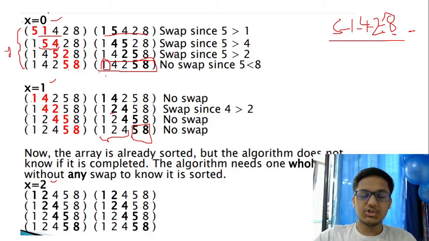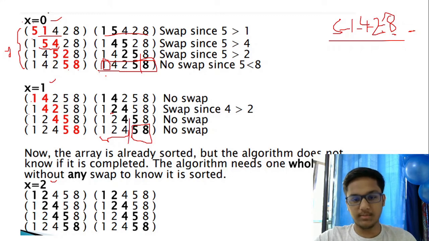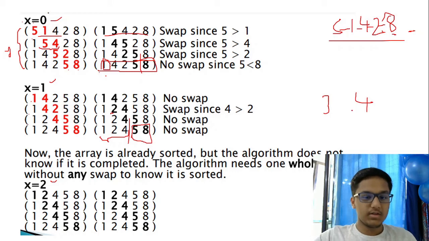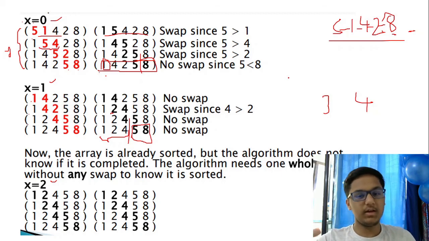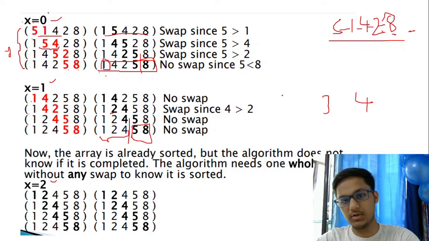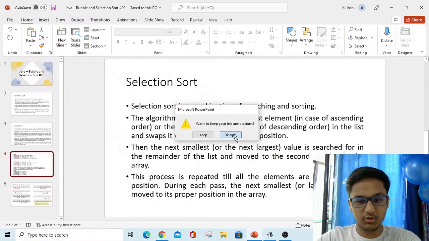So after each i iteration, the final element gets sorted. So one largest element gets sorted, after this iteration two largest elements get sorted, after three, three largest, then four, and so on. So to save memory and time, what we can do is have a -1 statement, so that after each i iteration, we can have a minus i as well. So let's have a look at the program so you understand what I'm talking about.